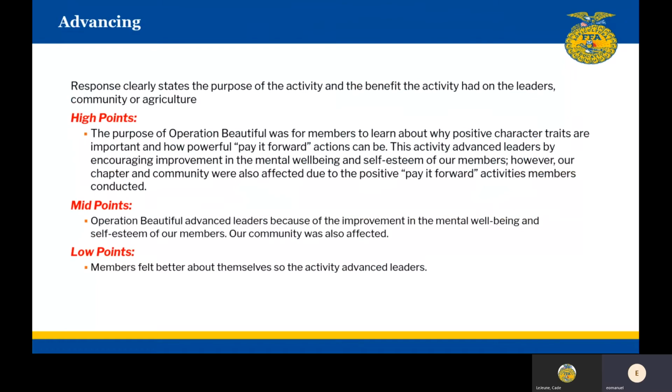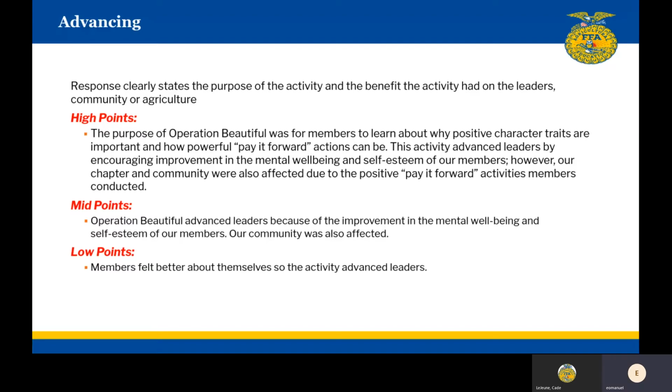So, some examples here. The response for advancing: the response clearly states the purpose of the activity and the benefit the activity had on the leaders, community, or agriculture. These little bits are from the rubric. When you're in AET or the application manager on FFA.org, if you roll over those little blue ribbons next to each text box, it shows you these little blurbs to know what goes in there.